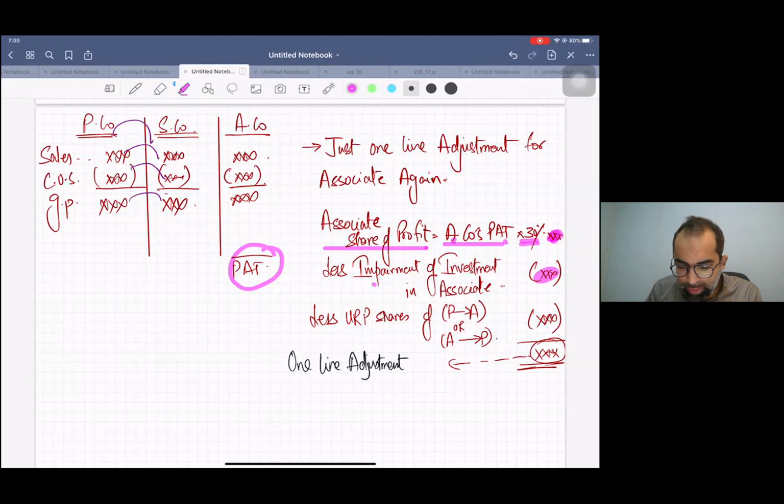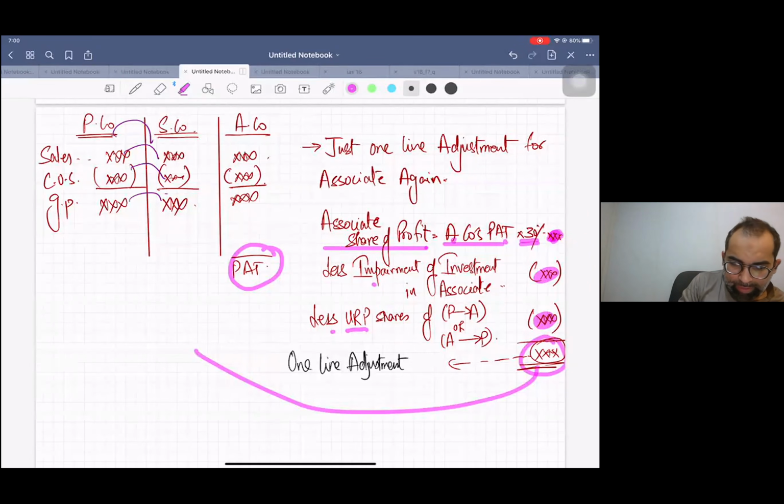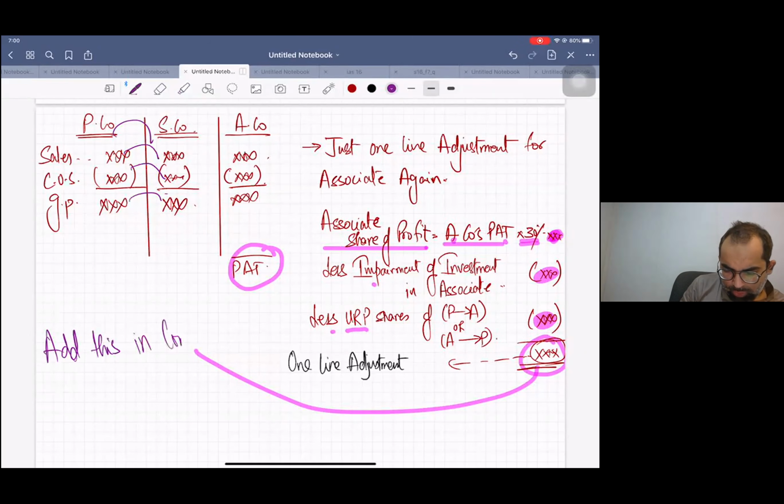Then one more thing, if there is P to A or A to P, see the same treatment now according to the revised standard. In income statement, according to revised rules, A to P and P to A, same treatment. Just deduct the URP adjustment here, and this final is one line adjustment. Let me write, add this in consolidated SOCI after gross profit. That's it.